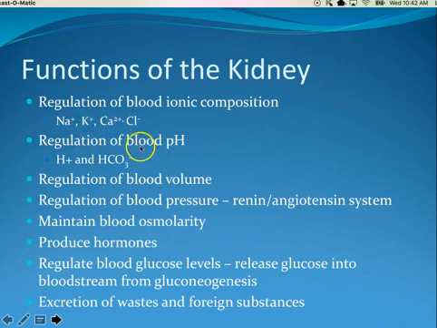We'll talk more about how it helps regulate pH, mostly through the excretion of either hydrogen ions or bicarbonate ions. We'll talk about how it helps regulate blood volume. And whenever we talk about regulating blood volume, we're going to talk about how it helps regulate blood pressure, because the moral of that story is the more water you are reabsorbing, the more water that you have in your bloodstream, the greater your blood volume will be. I think that makes sense. And the greater your blood volume is, the greater your blood pressure is.